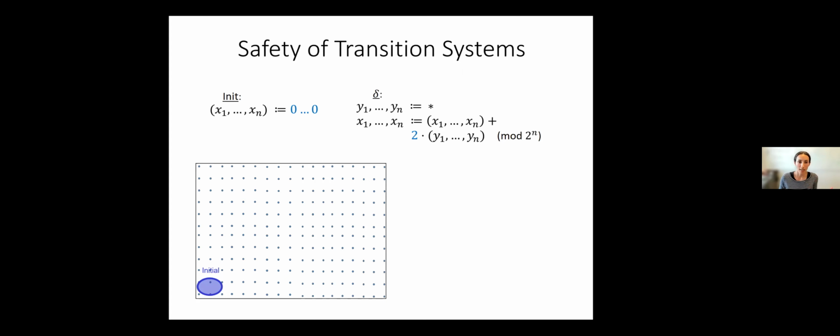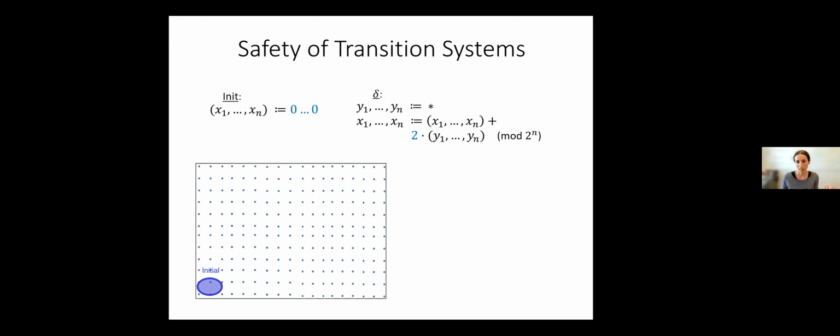And then we also have a description of the transition relation, the steps that the system can make. Here, for example, what happens in every step is that we take these n bits that represent some number in binary, and we increment this number by some even number. So we guess some y1 to yn, and we increment x1 to xn by 2 times this number modulo 2 to the n. So this represents a step of the system. Just take this counter, let's call it, and increment it by some even number.